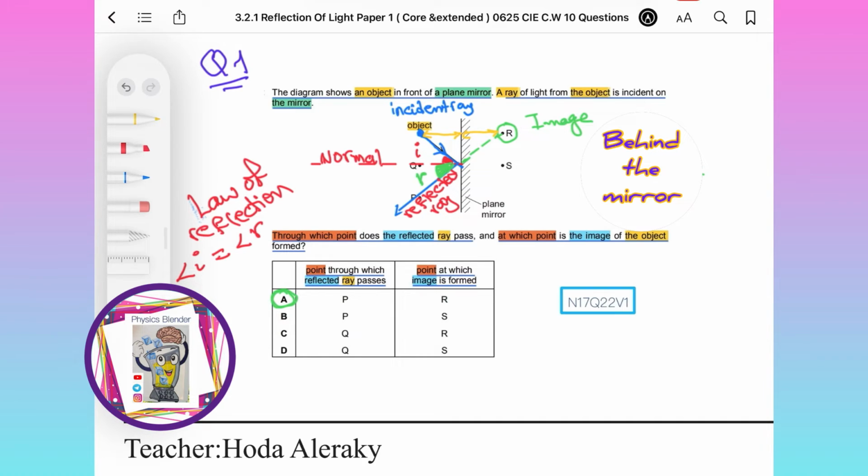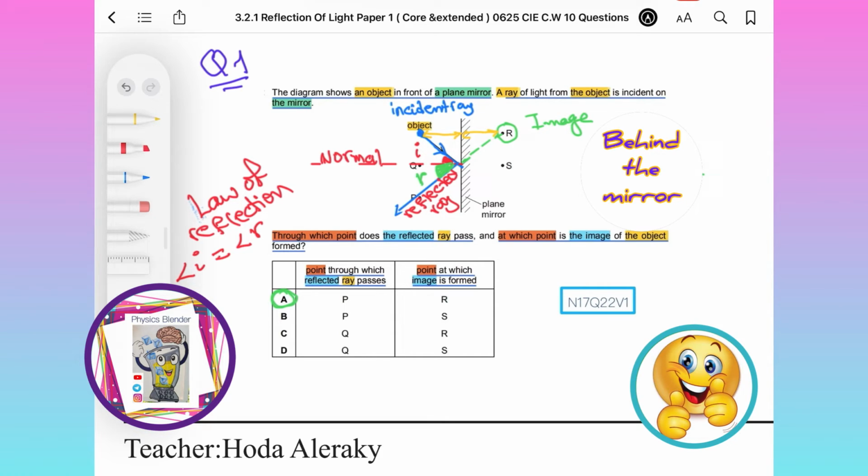I discussed this question in details because it's very important just to know the rules: how you can draw the incident and reflected ray, how you can find the image, how you can make sure that your answer is correct. So the answer here is A.